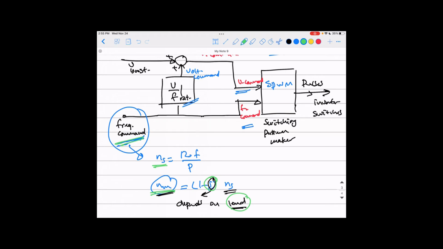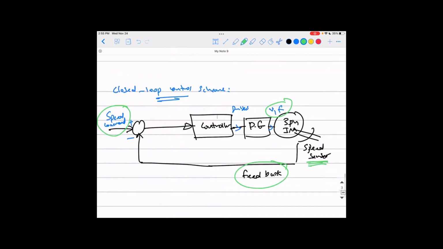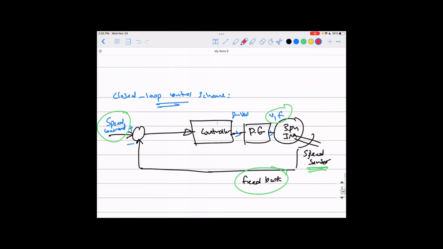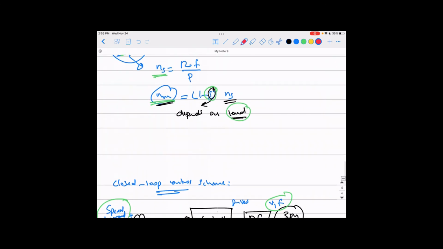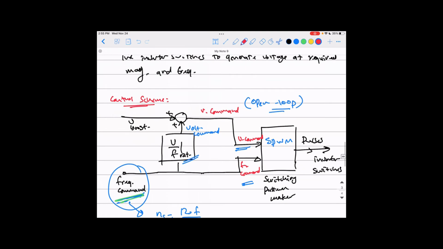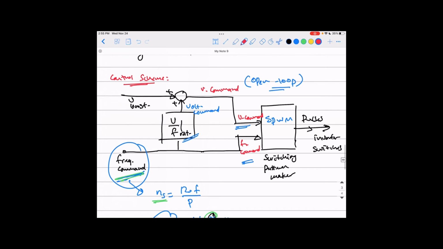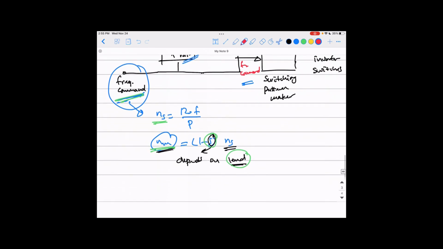You know what I mean? So if you want more precise control, you go with the closed loop. As you know, everything comes with a cost. There's more money here, you put in the speed sensor, and also the system grows more complicated, which means it needs more money and more attention, more maintenance and all that stuff. It's more complicated compared to the open loop one, where we don't need to measure the speed, and we just give it a frequency command. So again, it's your choice.